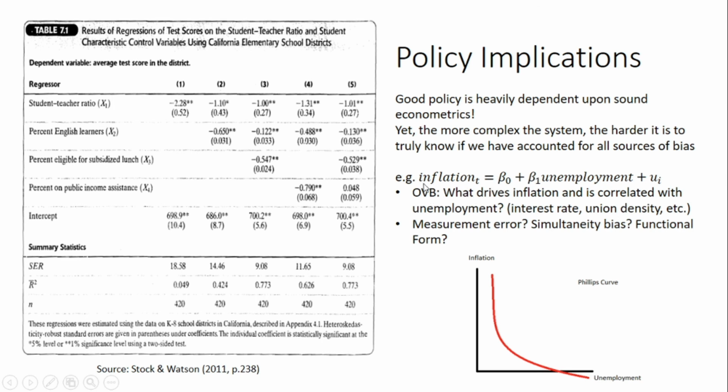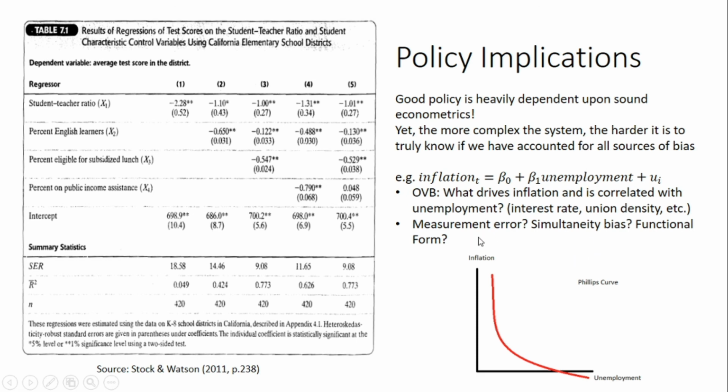So in this example, omitted variable bias concerns might be, well, is there something that drives inflation that is correlated with unemployment? You could think about the interest rates, you could think about union density, other institutional factors. There are various things which, if not controlled for, would give us a bad estimate of beta 1. Similarly, maybe unemployment isn't well defined or isn't measured so well. That's perhaps less of an issue. Simultaneity bias, well, it could be that inflation is causing unemployment through some channel that we haven't thought of.